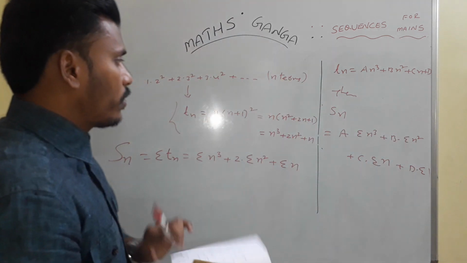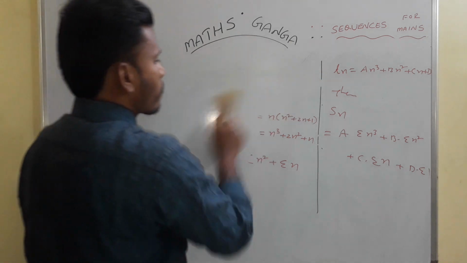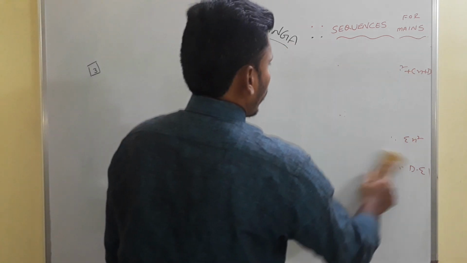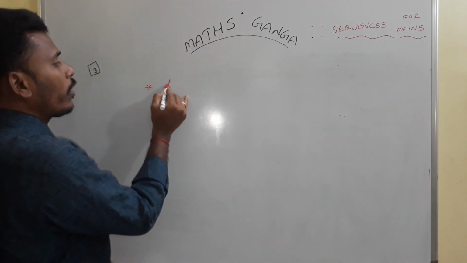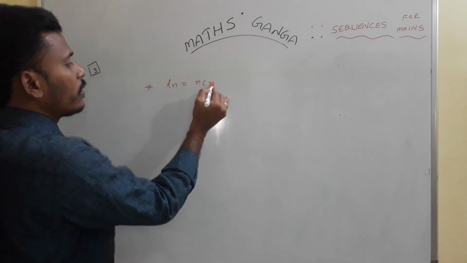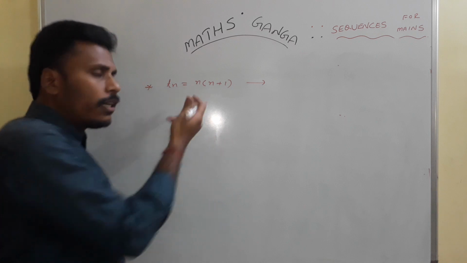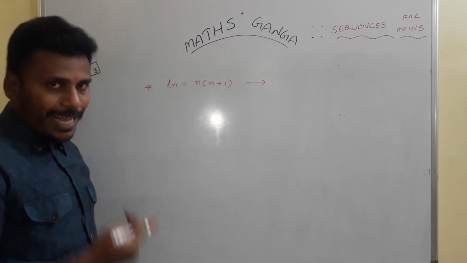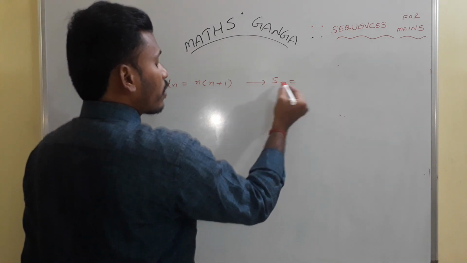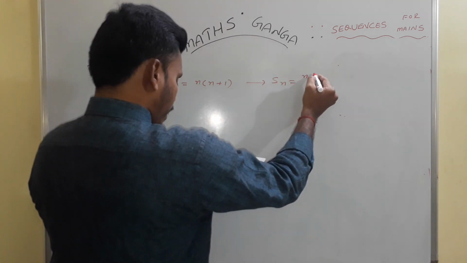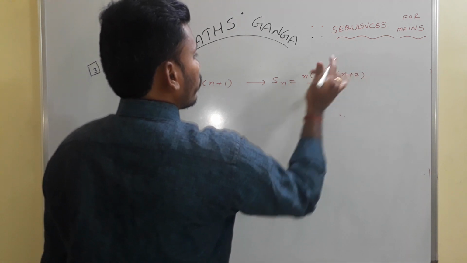And there are some more sequences. See, if the nth term is like this, just observe it. I am going to tell you one more thing. If I have a sequence and I am calculating the nth term, and the nth term is n into n plus 1, then just multiply, apply sigma, calculate Sn. After calculating Sn, if you factorize it, you will get that the sum of n terms is nothing but n into n plus 1 into n plus 2 by 3.